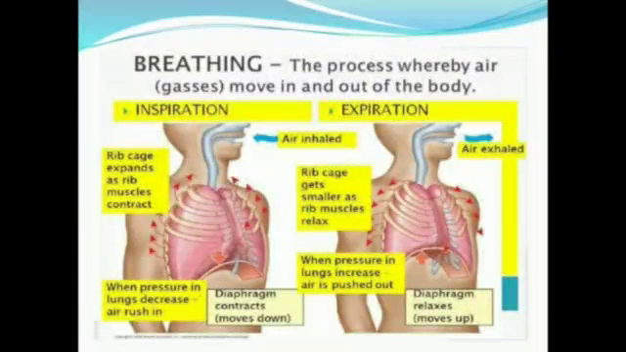When you inhale air, your rib muscles contract, and because of that the rib cage expands. When pressure in the lungs decreases, the air rushes in, and the diaphragm also contracts and moves down. What happens during exhalation? When you exhale air, your rib muscles relax, and the rib cage gets smaller. Pressure in the lungs increases and air is pushed out, and the diaphragm also relaxes and moves up. It means the diaphragm comes back to its initial position.